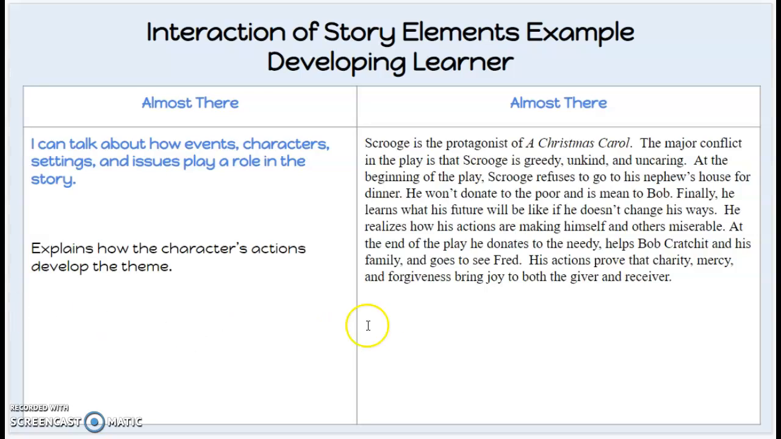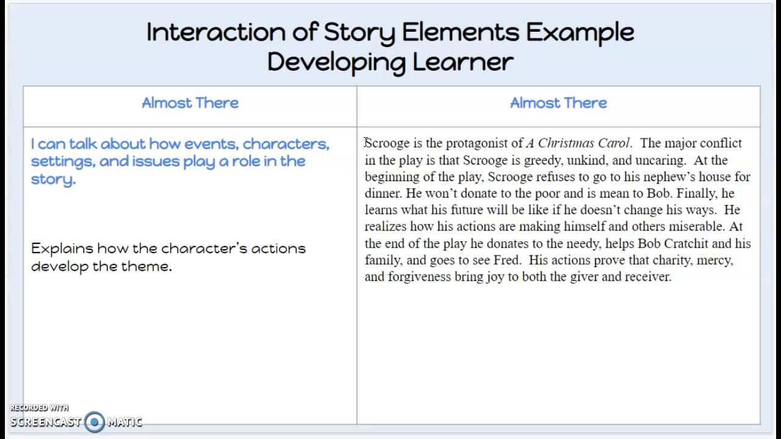The example reads, Scrooge is the protagonist of A Christmas Carol. The major conflict in the play is that Scrooge is greedy, unkind, and uncaring. At the beginning of the play, Scrooge refuses to go to his nephew's house for dinner. He won't donate to the poor and is mean to Bob. Finally, he learns what his future will be like if he doesn't change his ways.